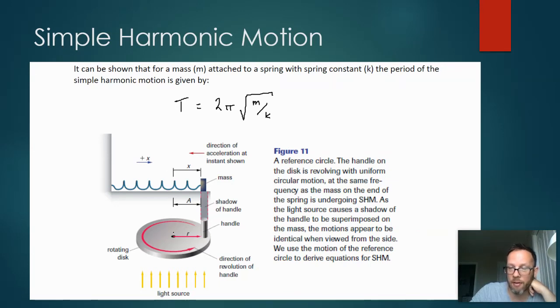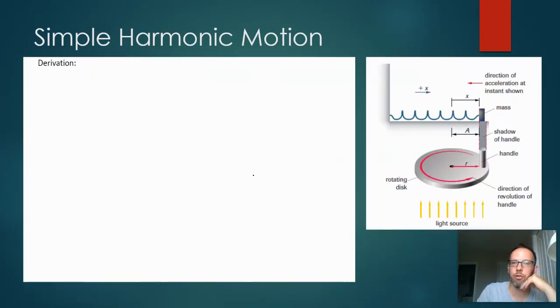Again, a 2D image doesn't do that justice. You should definitely check out that visual in the Crash Course video. But as the handle goes round and round in uniform circular motion, its projection on the wall goes back and forth, mimicking a mass on the spring. So there are some connections to be made there, and we're going to make them right now and derive this expression for the period.